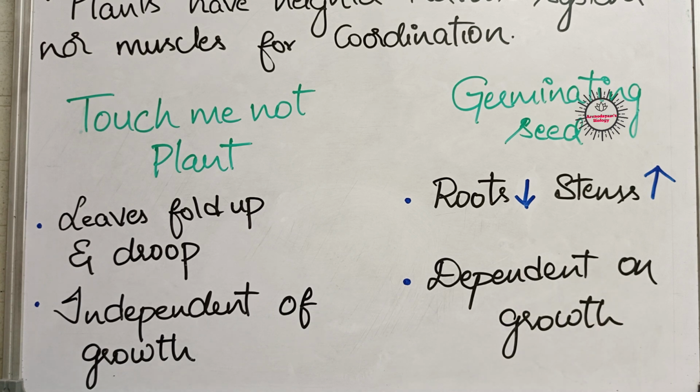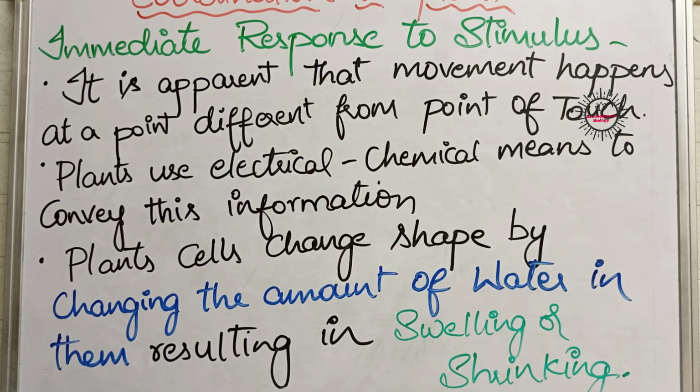Let us go deep into this topic. So plants have two types of movements, one is independent of growth, another one is dependent on growth. Let us have a discussion about the movement which is independent of growth. So here touch me not plant is there. If we touch it, the leaves will fold up quickly.